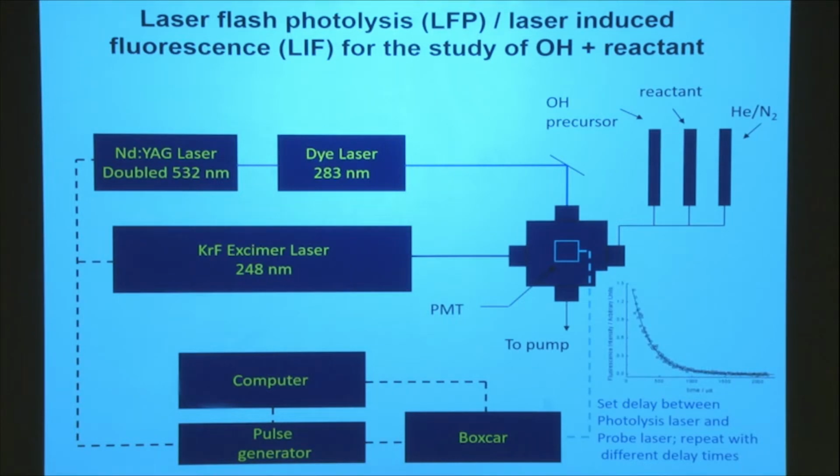So what we will end up with is a fluorescence signal which hopefully will decay as a first order exponential. That's not always the case, but if we've isolated a pseudo first order reaction, then that's what should happen. And so the signal should be proportional to the exponential of minus the pseudo first order rate constant times time.